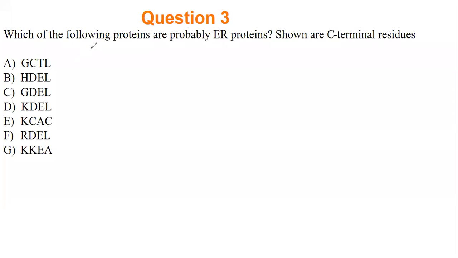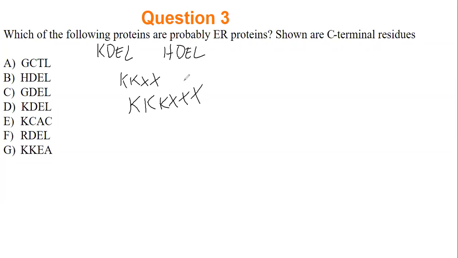Well, actually, I lied. So the sequences we're looking for, KDEL, and in yeast it's HDEL. Or you can have KKXX or KKKXXX. That's the sequence we're looking for. So not A, yes B, not C, yes D, not E, not F, yes G. So the possible answers for these are B, D, and G. Those are possible or probable ER proteins based on their C-terminus sequence.